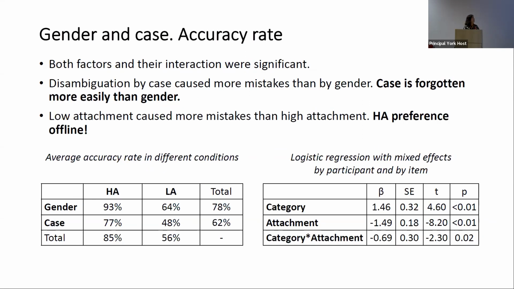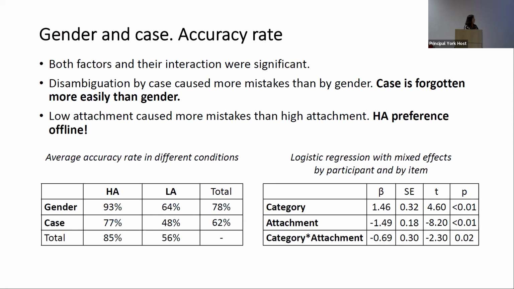So now the accuracy rate for the first experiment. Both factors, both the category and the attachment, were significant, and their interaction was. And we can see that disambiguation by case caused more mistakes than disambiguation by gender. And actually the number of mistakes for the disambiguation by case is really dramatic. So in the low attachment condition, people actually make more than 50% mistakes.